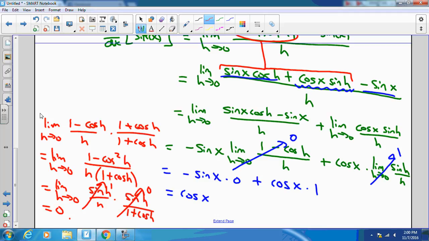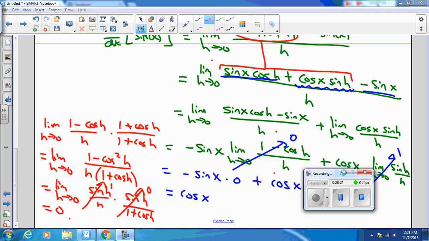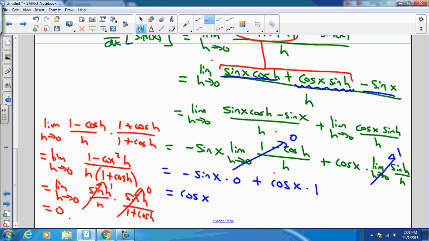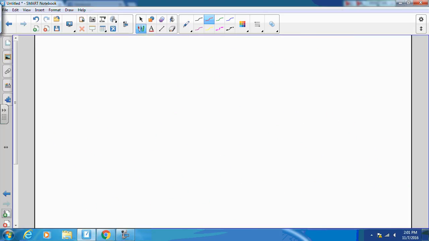Everybody needs to know how to prove this. And everybody needs to know how to prove the result that the derivative of sine x is cosine x. And that's accomplished with the angle addition identity and our two special limits. Question? So far. Okay.